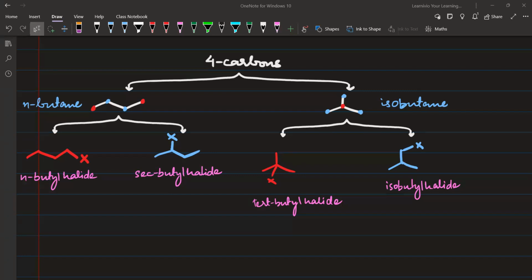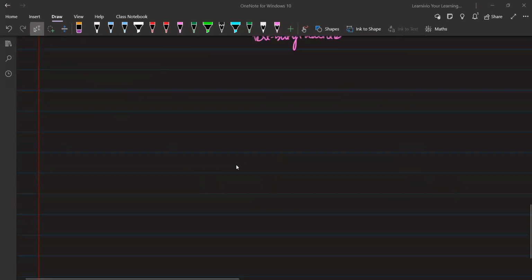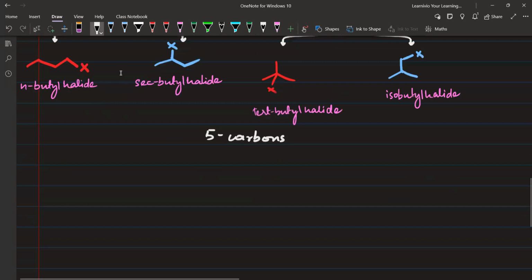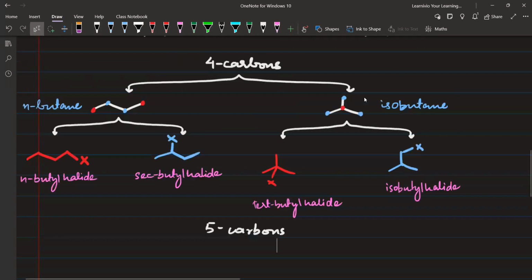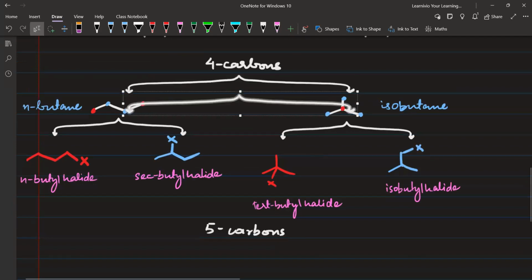When we have 5 carbon atoms, you only have to see up to 5, because if you go on, then it will be very difficult. But you have to see till 5 carbon atoms. Now, in 5 carbon atoms, we can have multiple possibilities, not only two.